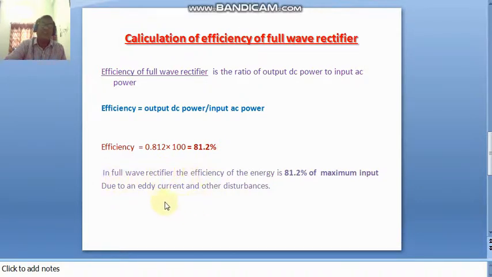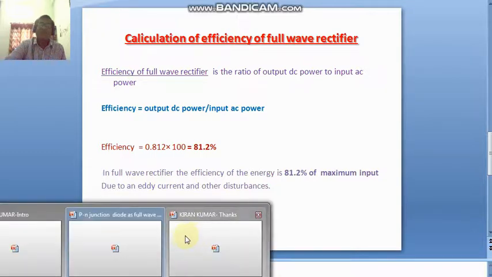In the full wave rectifier, the efficiency of the energy is 81.2% of the maximum input, due to eddy currents and other disturbances in the circuit, due to the center tapping, due to ripples. In the case of the first diode, the negative is not allowed. In the case of the second diode, the positives are not allowed. Due to all these factors, the efficiency is decreased, but we get the maximum efficiency of the full wave rectifier as 81.2% of the input given values. Thank you.